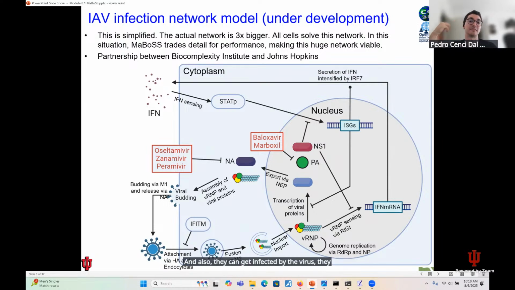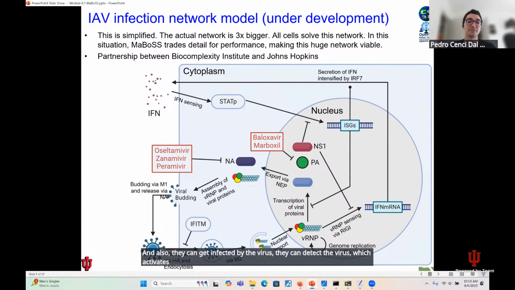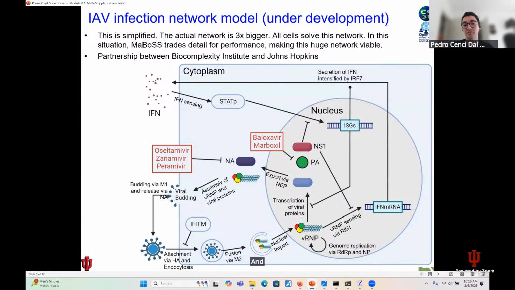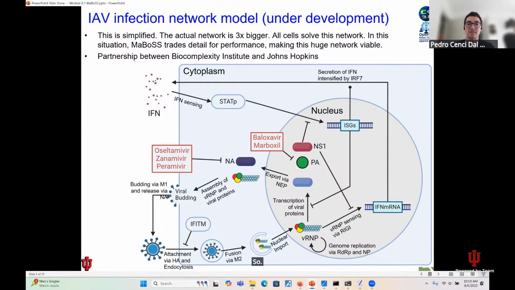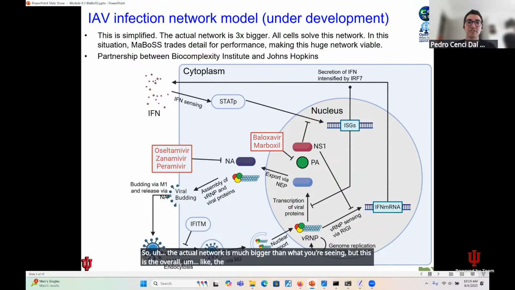They can detect the virus, which activates secretion of interferon, and the virus may contain proteins that disable all this immune machinery of the cell. So the actual network is much bigger than what you're seeing, but this is overall the main nodes of the network and what they're doing.